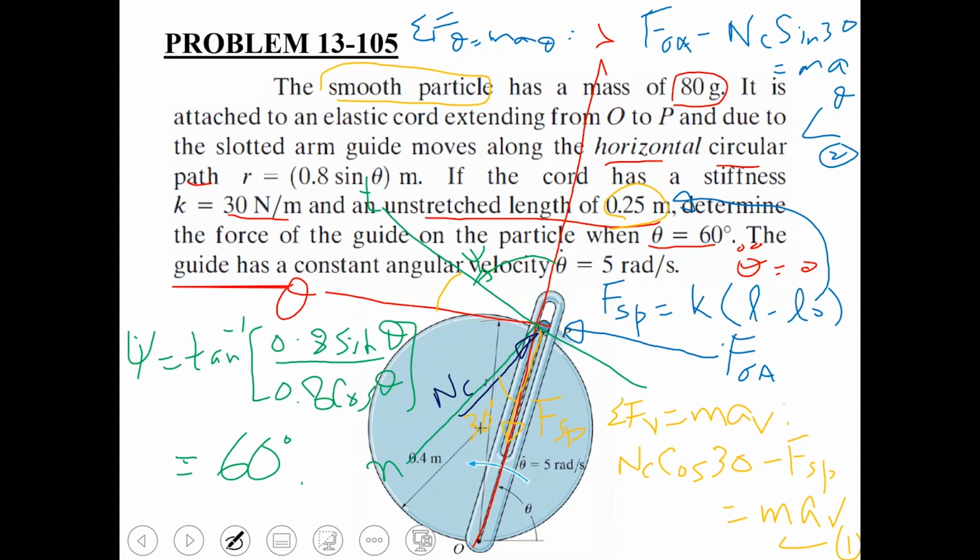0.8 sin 60. How did you get that? Sir, it is the distance R from point O to P. That's correct. At the instant when theta is equal to 60 degrees, this is going to be the length L, which is basically equal to the R coordinate or radial coordinate, which is 0.8 sin theta, and since theta is 60, this L would become 0.8 sin of 60. From here you will get the spring force. Then your system reduces to 2 equations and 2 unknowns. Once you solve this system simultaneously, you are going to get the values of those 2 unknowns. So is the solution clear to all of you?